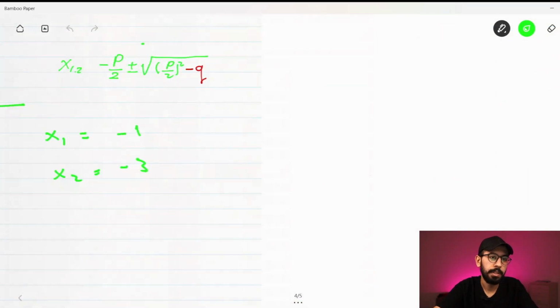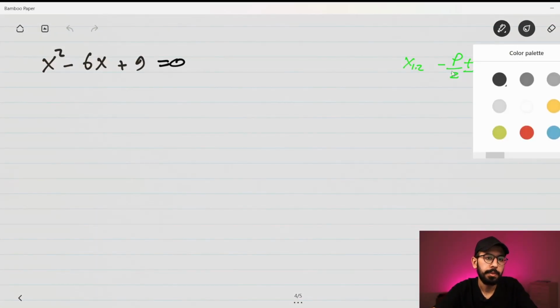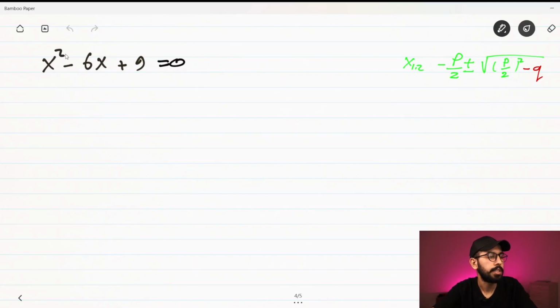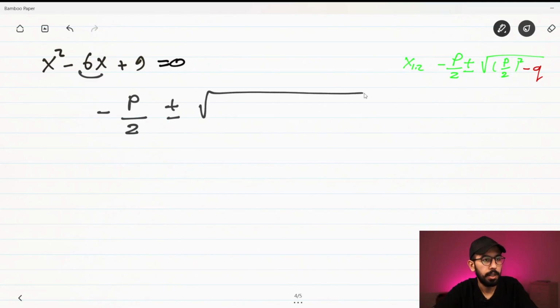Now let's take another example. In this example, we have x squared minus 6x plus 9. We use the formula: minus our P, which is the 6 here, over 2, plus or minus our root, we open the brackets, our P, which is 6 over 2, quantity squared, and minus our Q, which is 9.